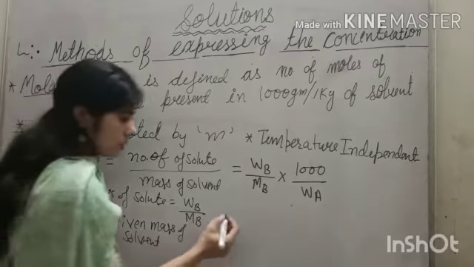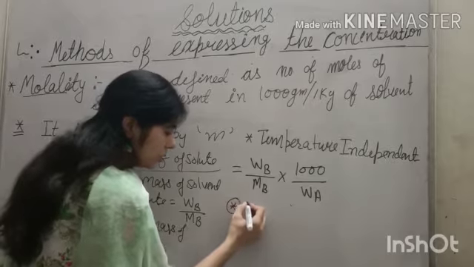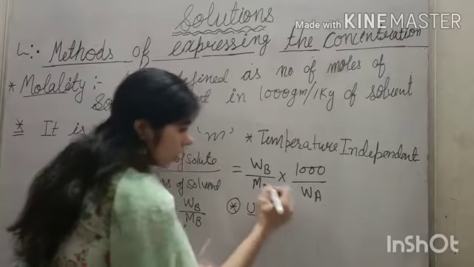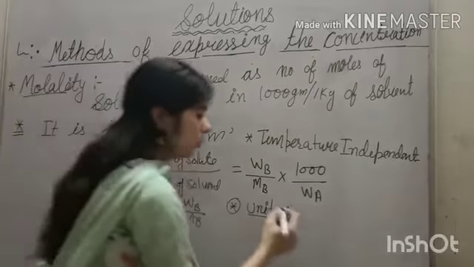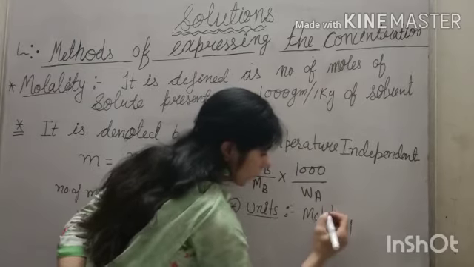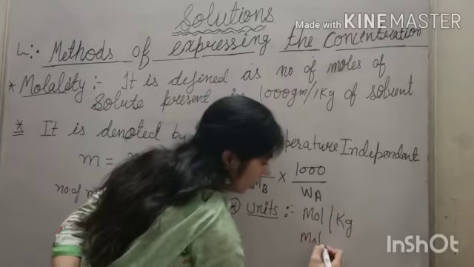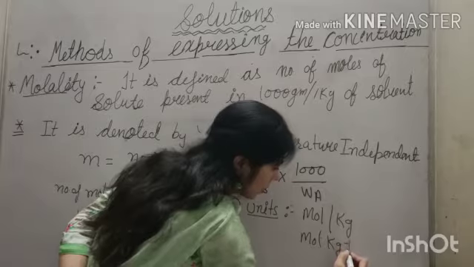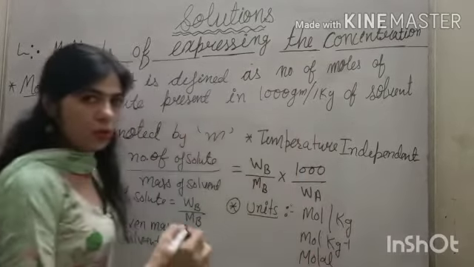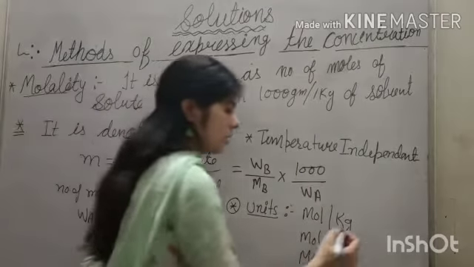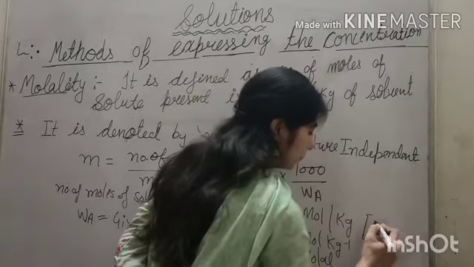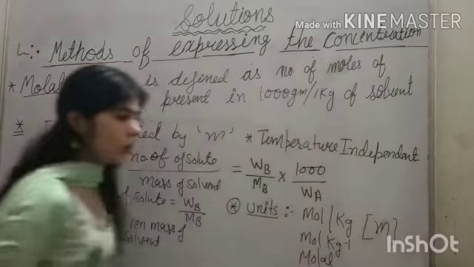Now let's talk about its units. The unit of the molality is mole per kilogram or mole kilogram inverse, and we can also say molal, or simply it is represented as small m. Okay?